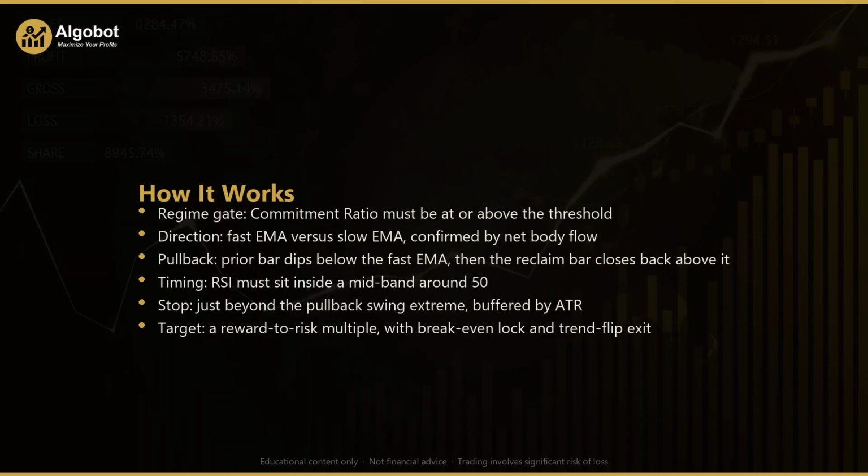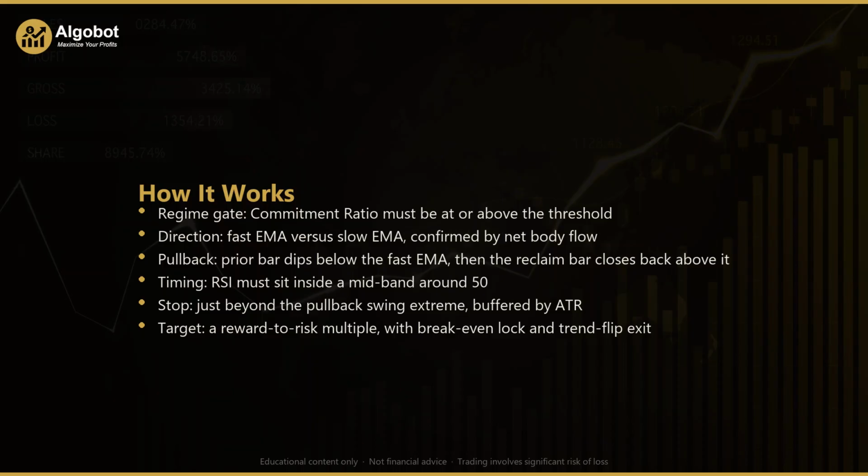Then comes the pullback and reclaim, which is the actual entry pattern. For a long, the prior bar must have closed below the fast-moving average, a shallow dip back toward the mean, and then the just closed bar must close back above the fast-moving average with an up body. That's a fresh reclaim from below. For a short, price bounces above the fast average and then gets rejected back below it with a down body.